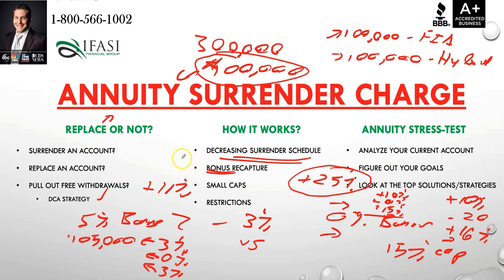And then also sometimes whenever you have a bonus, you have something known as a bonus recapture. So not only do the insurance companies ding you with a surrender penalty, but they might also ding you with a bonus recapture to say, okay, yes, we gave you that 5% bonus, but if you fully remove your monies within the first 7 years or within the first 10 years, we're going to take away that bonus, or we're only going to allow you to keep 2% of that bonus.